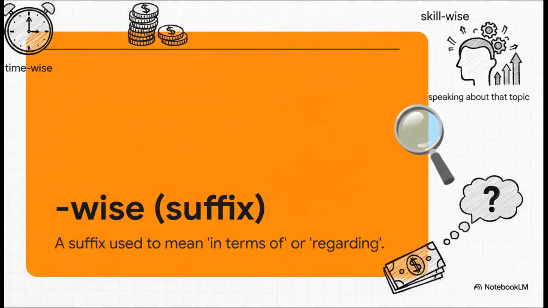Now, this next one isn't a full word, but it's a super useful little suffix, wise. You can stick wise on the end of a noun, and it just means in terms of that thing. So skill-wise means in terms of her skills. It's a handy little shortcut in conversation. You might hear someone say, time-wise, are we okay? Or money-wise, we're doing all right.